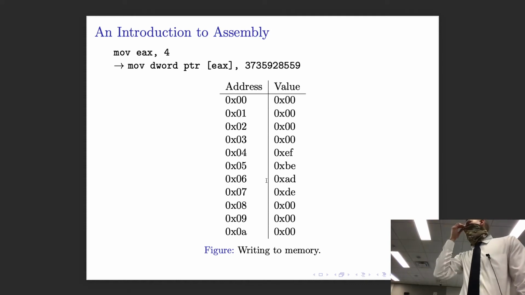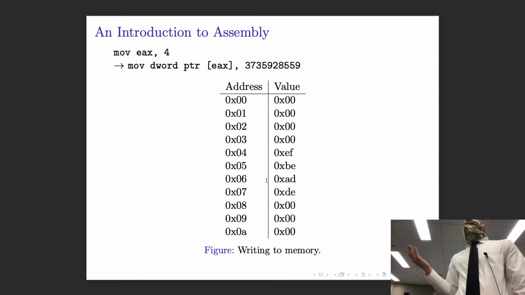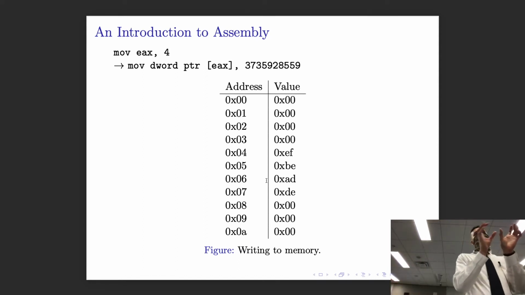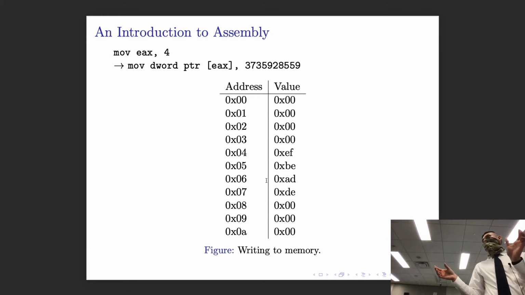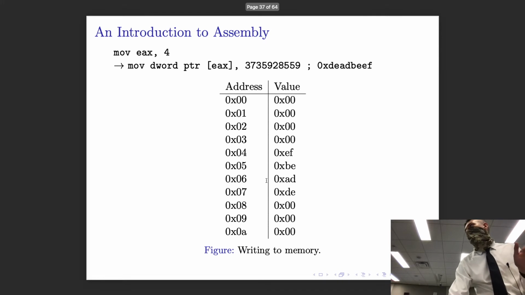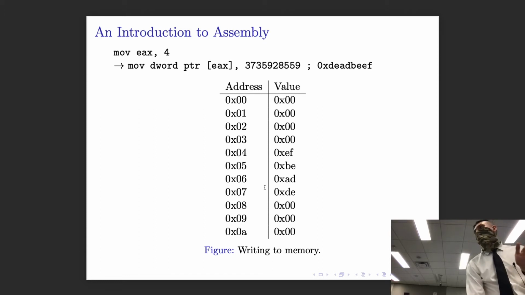But the thing is, each address stores a byte, but you might have a number that's bigger than a byte, right? So we have to spread that across multiple indices in the array. Does anyone notice something weird? Actually, it might be more obvious if I give you the hexadecimal version of this number. But you see it was written like this. Does anyone notice something weird? Yeah.